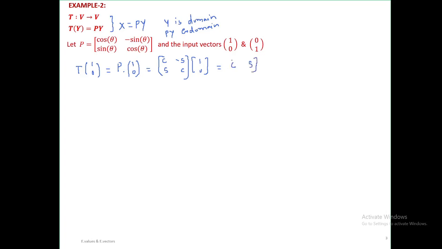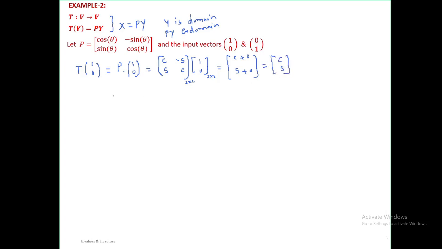This is a 2 by 2 matrix and this is a 2 by 1 matrix. What is the resultant matrix? 2 by 1, right? So let me write it like this so that it will be very clear. Cos theta into 1 plus minus sin theta into 0, so cos theta plus 0, and sin theta into 1 is sin theta, and cos theta into 0 is 0, plus 0. So finally you will get cos theta and sin theta.